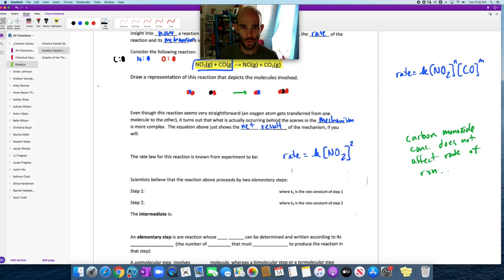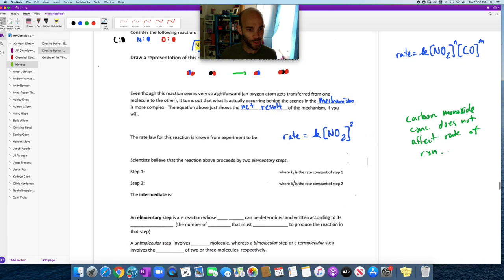So what does this have to do with the mechanism? This allows scientists to propose a mechanism. The mechanism has to be consistent with what we know about the kinetics of the reaction. And so scientists believe that the reaction proceeds by 2 elementary steps. I want you to underline elementary steps. Elementary steps show us molecules that are colliding, molecules that actually are colliding, okay, for that particular step to proceed. These are the things that actually have to come into contact.